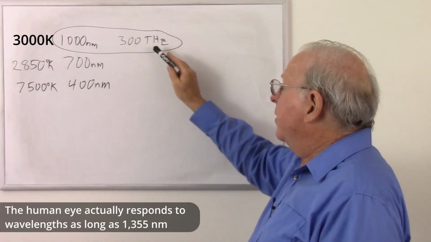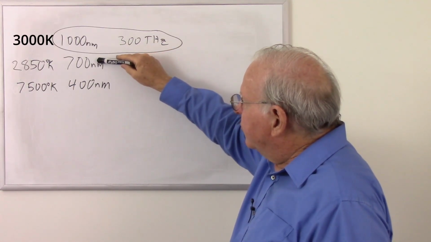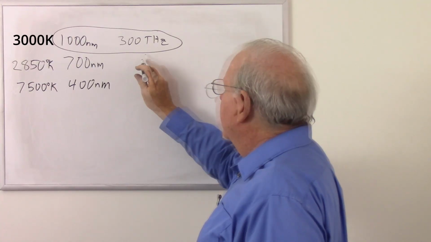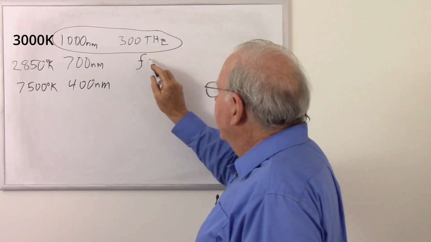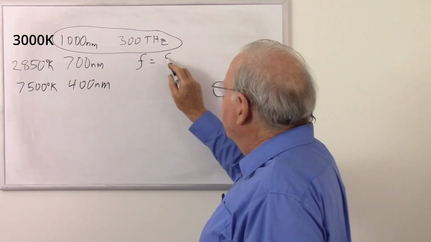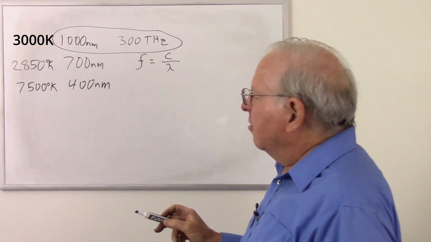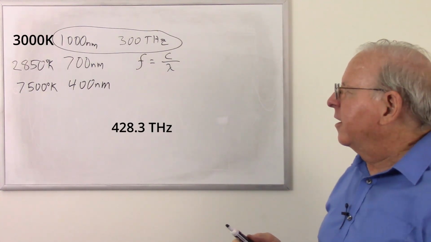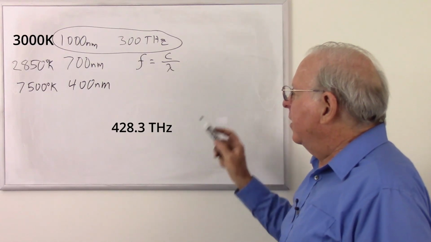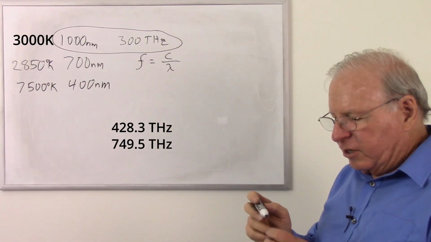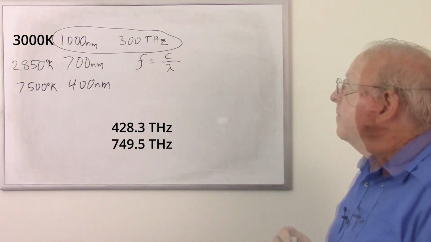So light does have frequency. As we go up to 700 nanometers, what's the frequency of that? I'm not going to calculate it, but remember, our frequency is equal to the speed of light over the wavelength. So can I calculate that out? Sure, there it is. So at 700 nanometers, that's the frequency. And at 400 nanometers, that's the frequency. I can calculate it out and give you those numbers and put them on the board just like that.